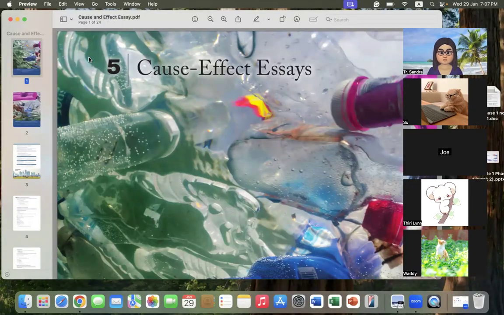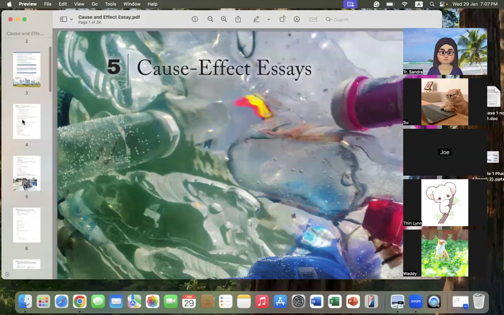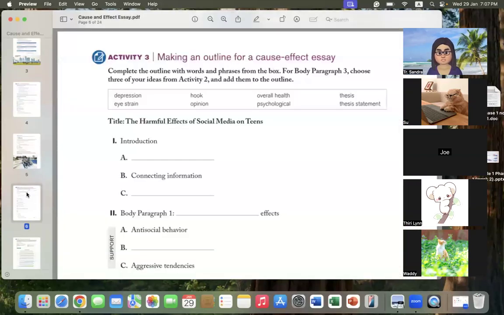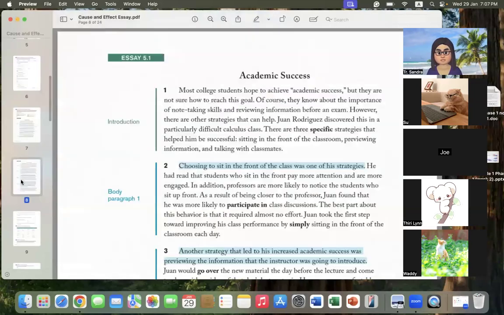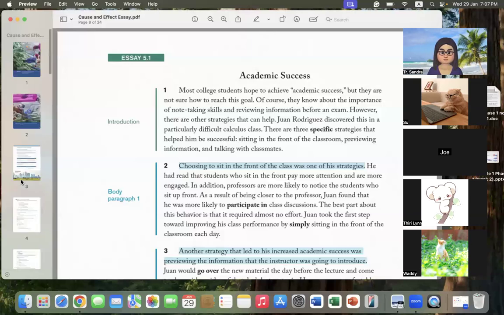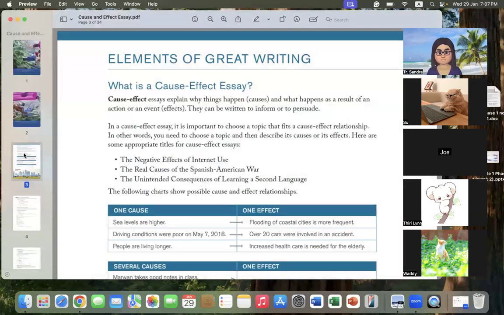Okay, today we are going to study how to write a cause and effect essay. I have already sent you the file in the chat box, okay? Before we start, I'll be using my PowerPoint slides, and after that we will move to the file, so that you may have a clear picture, because I prepared extra exercises.